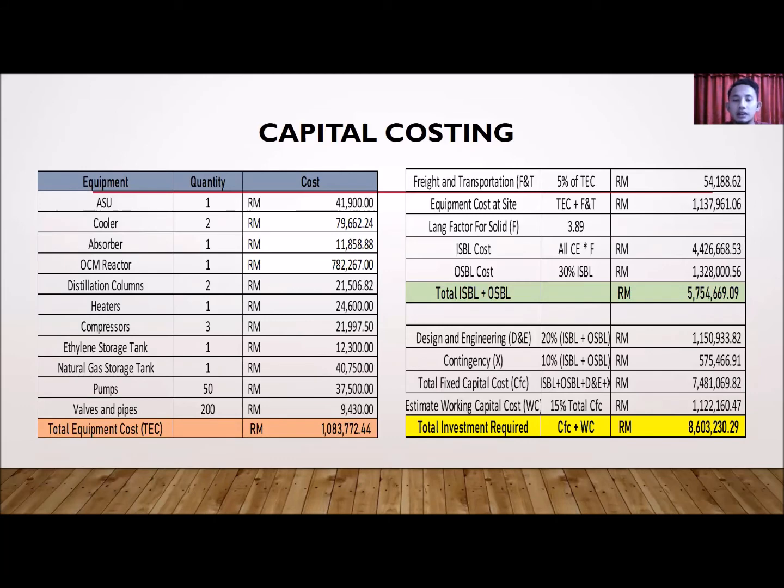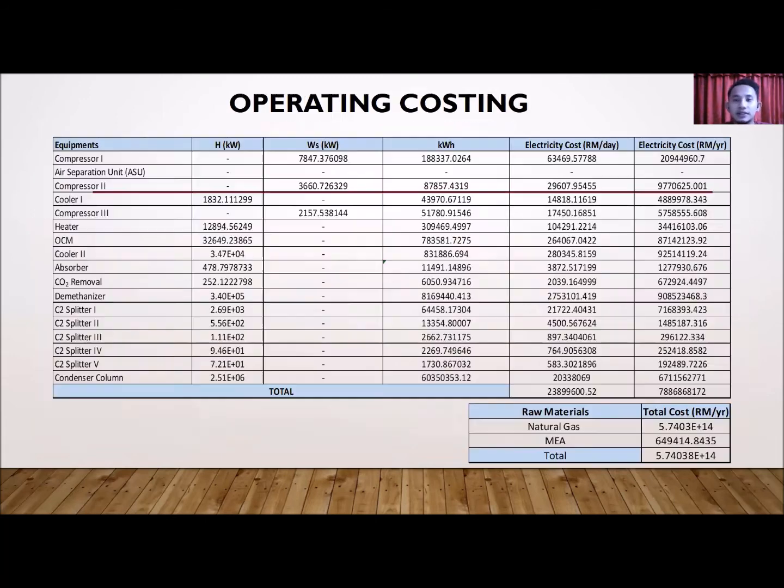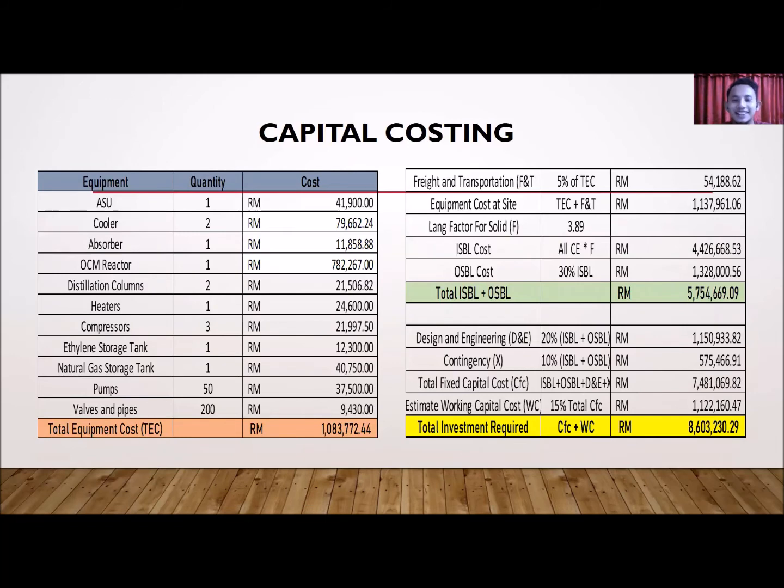And for the total investment required, we calculated the design engineering, D&E, which is 20% from the ISBL plus OSBL, the contingency, the total fixed capital cost, and the estimated working capital cost. So the total investment required is around 8.6 million.